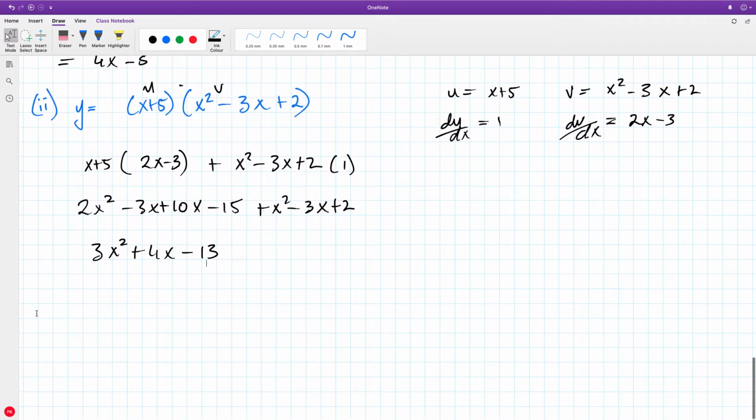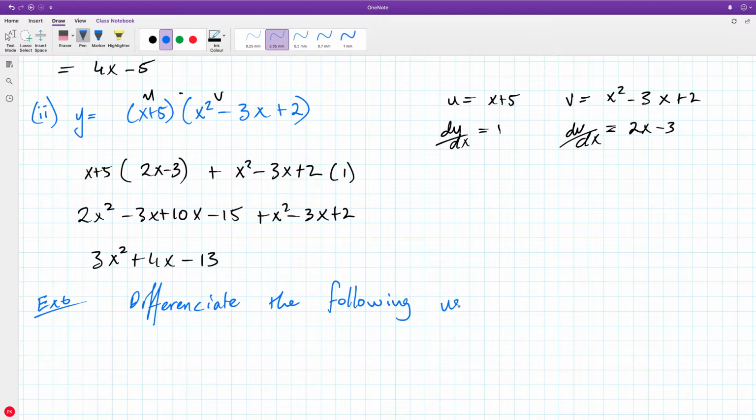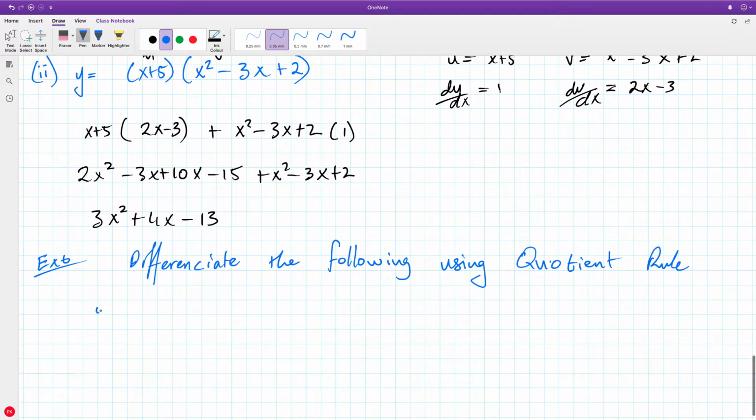Right, differentiate the following using the quotient rule. y is equal to 2x minus 1 over x plus 3. What rule is the second one?